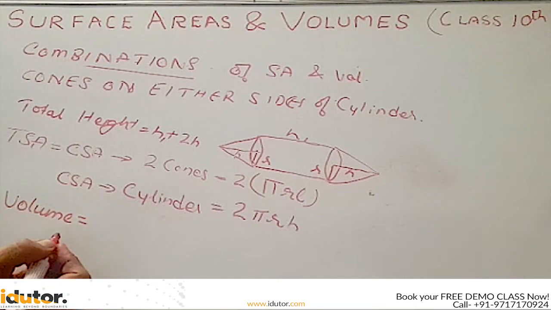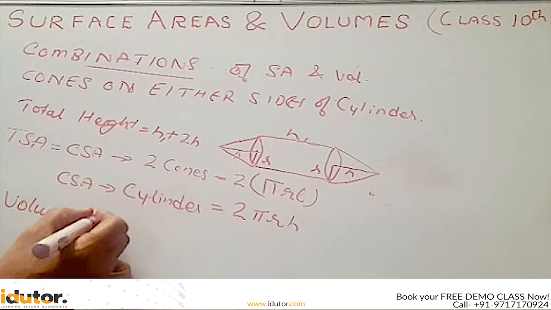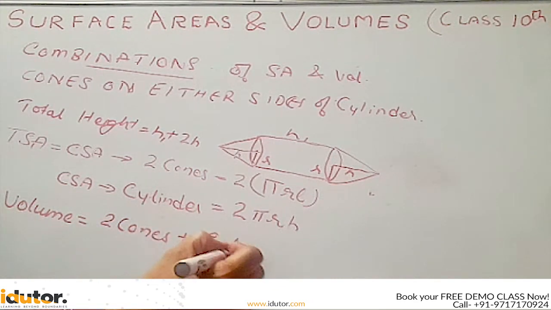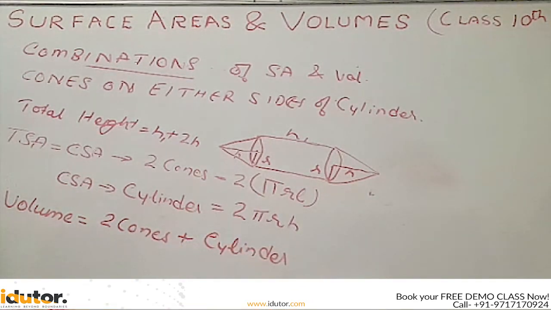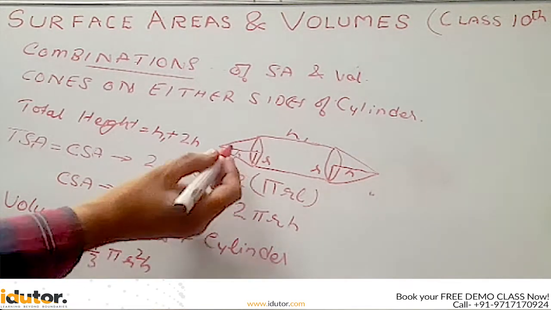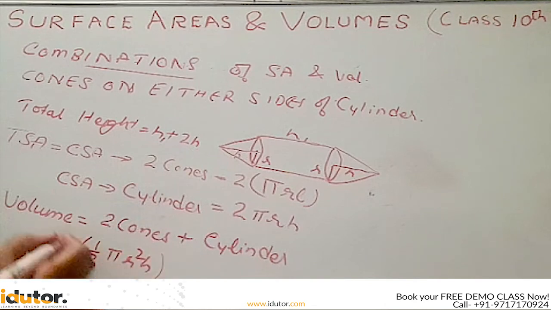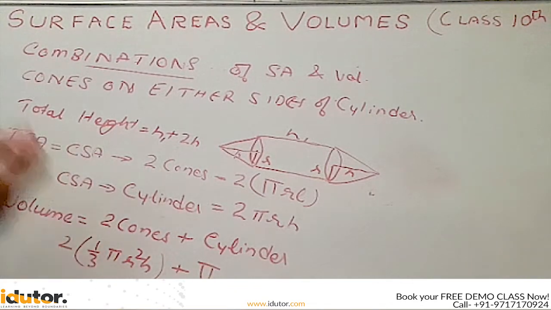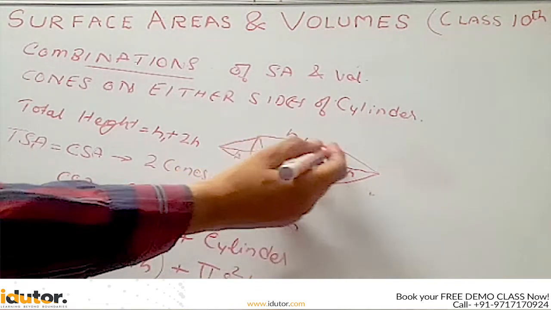Now, volume will be of the same way: two cones plus cylinder. Two cones' volume means the volume of one cone is 1 by 3 pi r square h. Here h is this one, right? So we have to multiply this by 2 because we have two cones, plus the cylinder volume, which is pi r square h1. It will be h1 because this height of the cylinder is h1.